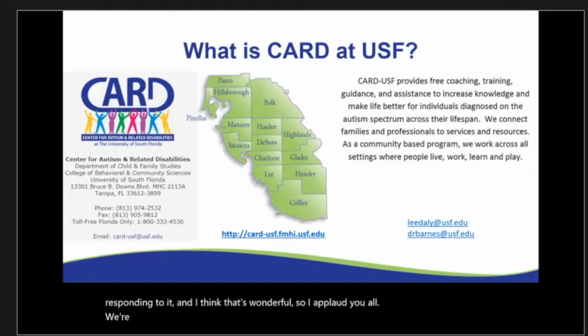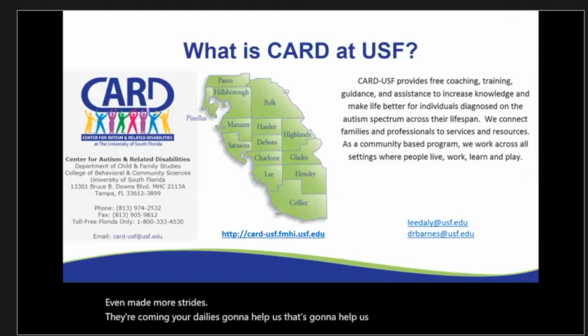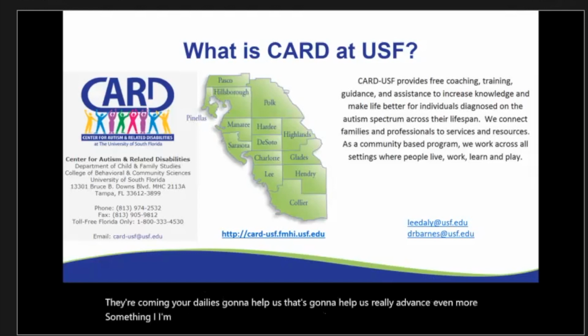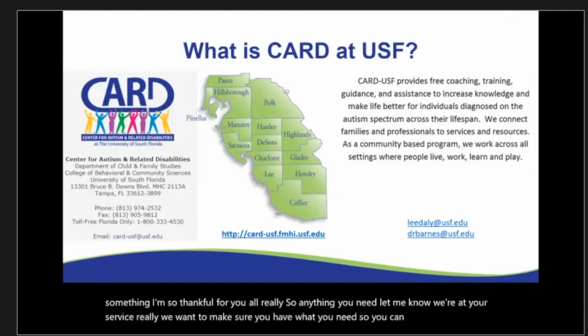We're trying, we've made huge strides, and we can even make more strides. With you coming here, Gail, it's going to help us really advance even more. So thank you for this. I'm so thankful for you all, really. So anything you need, let me know. We're at your service, really. We want to make sure you have what you need so you can be effective.